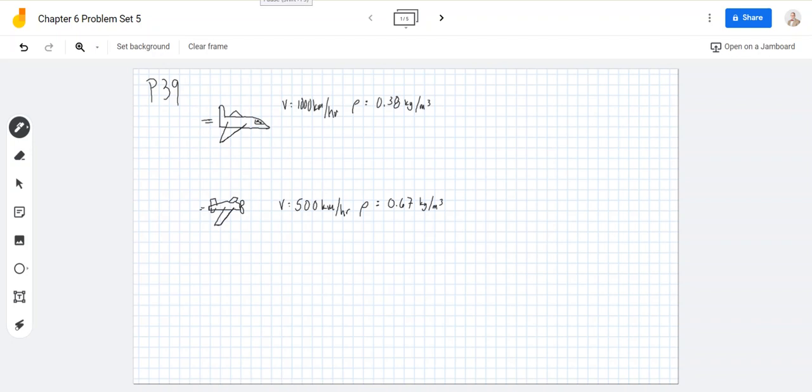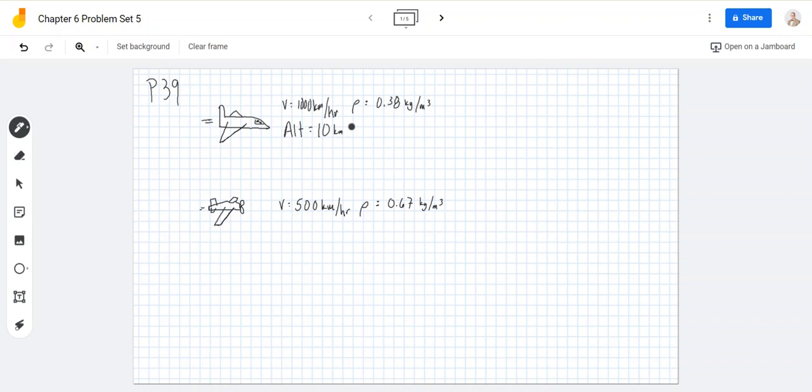Here we go, Chapter 6, problem set number 5. Our first problem is problem number 39. Problem number 39 reads, calculate the ratio of the drag force on a jet flying at 1,000 kilometers per hour at an altitude of 10 kilometers. Okay, so the altitude here is 10 kilometers.